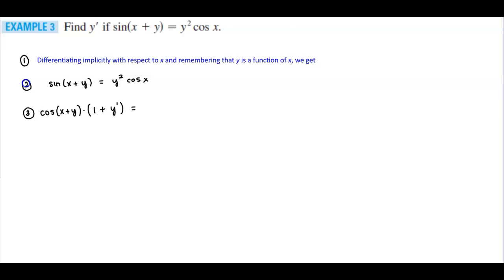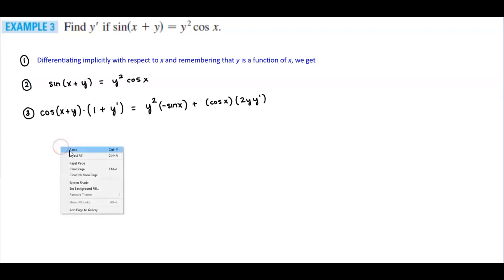Now on the right side, we're going to use the product rule and the chain rule. So we have y squared times the cosine of x. So what is the derivative of the cosine of x? Well, that means it's going to be y squared times the derivative of the cosine of x, which is negative sine of x. Okay, and then plus, we have the cosine of x times the derivative of y squared. Well, what is the derivative of y squared? Well, it's 2y times y prime.